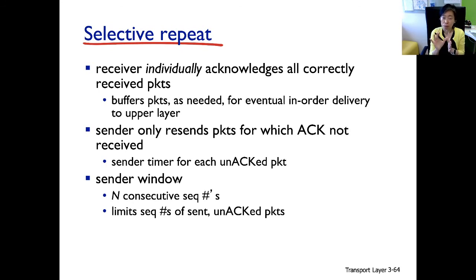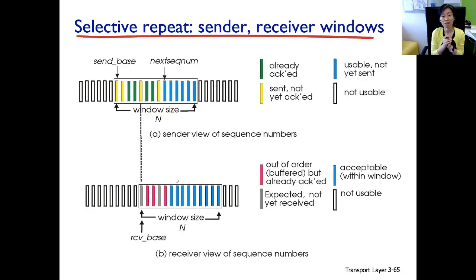Now, be a bit careful in selective repeat though. What we are limiting there is the sequence number of the un-ACKed packet. So what is the maximum sequence number that can be un-ACKed, as opposed to Go-Back-N, where we say N is the number of un-ACKed packets. The reason that I'm saying you need to be careful is because of this. From the base to N plus base.